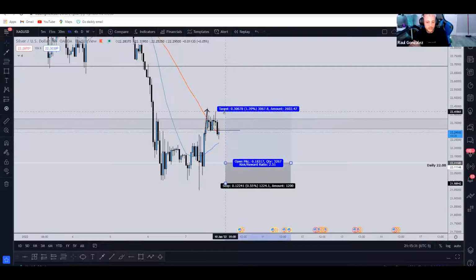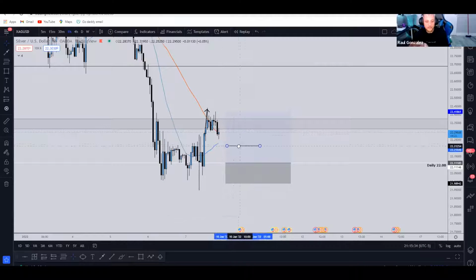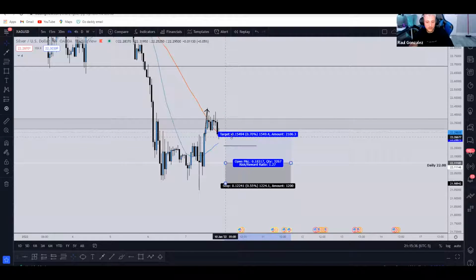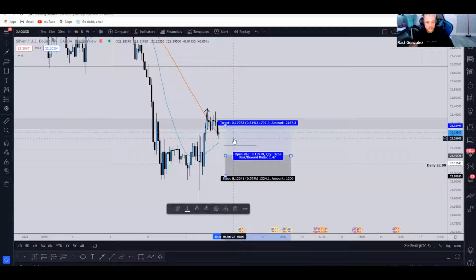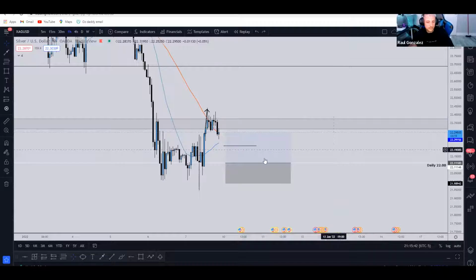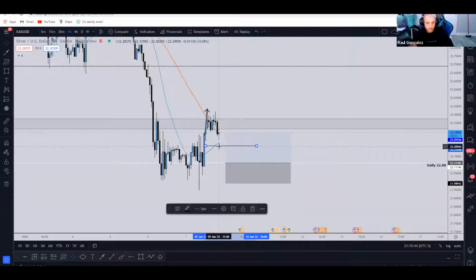Now, if price were to go up to like a 2.5, then I'll move my stop loss up to a 1 to 1.5, which would be like right here. And then I'll continue to trail my stop loss every time price goes up another reward ratio.